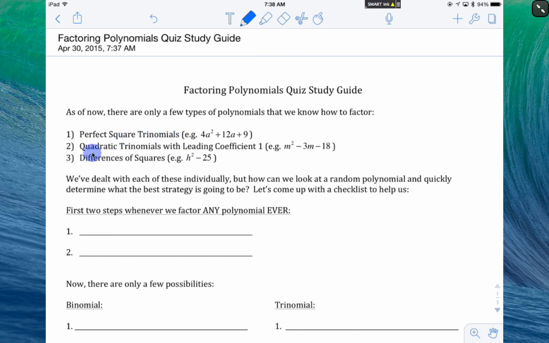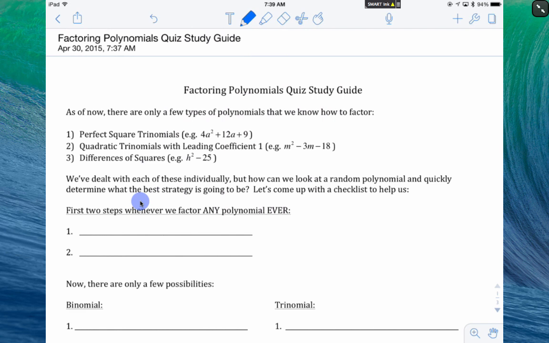Another is the set of quadratic trinomials, meaning the highest exponent on the variable is just 2, with leading coefficient 1. So note that in this example, the coefficient on m squared is just 1m squared. And the third type of polynomial we've learned how to factor is difference of squares. So h squared minus 25 in this case.